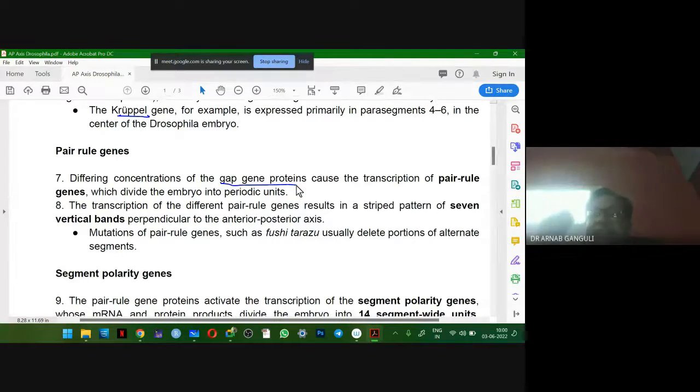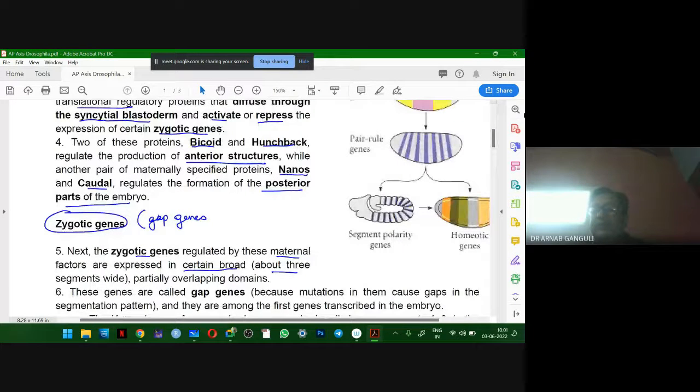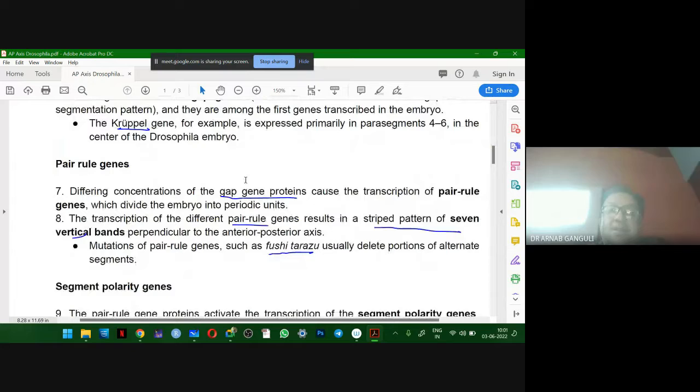Because of this, these gap genes will express another group of genes known as pair rule genes. An example of a pair rule gene is Fushitarazu. The transcription of the different pair rule genes results in a striped pattern of 7 vertical bands. If you look at this picture, 7 vertical bands are formed: 1, 2, 3, 4, 5, 6, 7. They will again be divided into 14.